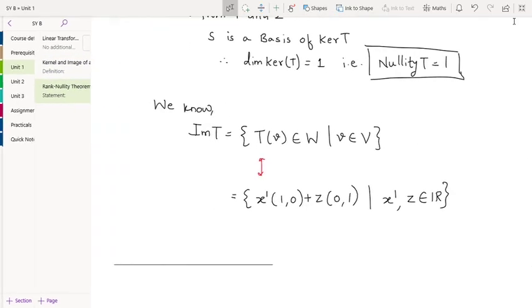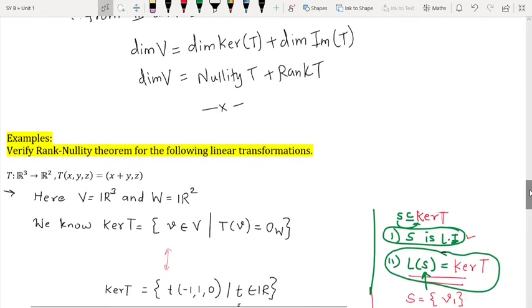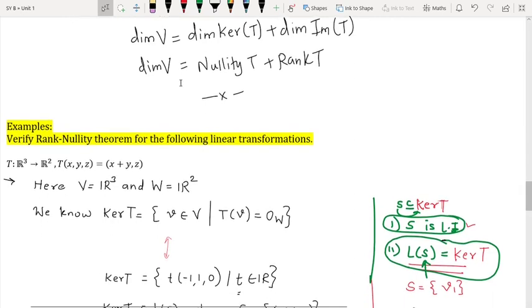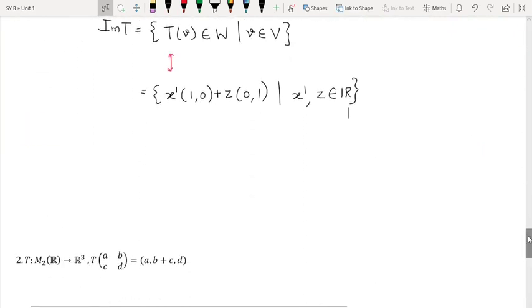Actually, right here itself you can guess what our rank of t should be. Now see, the dimension of V is 3 and we got the nullity to be 1. So the dimension of V is 3, and the nullity is 1. So what should the rank then be? Obviously it should be 2. So let us check whether it comes out to be 2 or not.